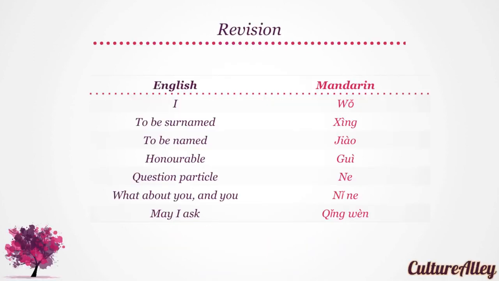Let's start by going over some of the phrases that you learned in the last lesson. I translates to 我. To be surnamed is translated as 姓. And to be called becomes 叫. While honorable translates to 贵. The question particle is 呢. What about you, or and you, becomes 你呢. And lastly, may I ask is translated as 请问. Great!